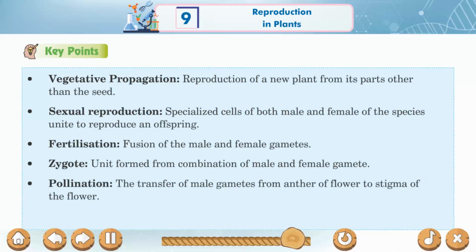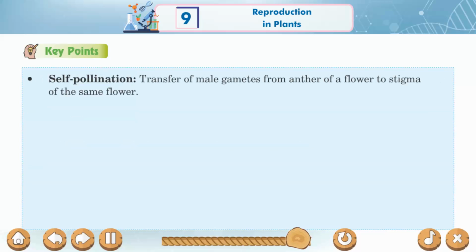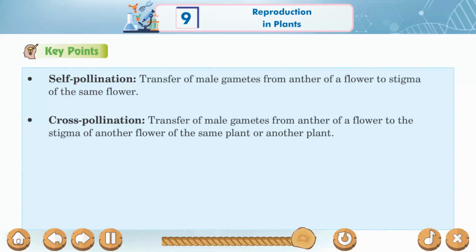Pollination: the transfer of male gametes from the anther of a flower to the stigma of a flower. Self-pollination: transfer of male gametes from the anther of a flower to the stigma of the same flower. Cross-pollination: transfer of male gametes from the anther of a flower to the stigma of another flower of the same plant or another plant. Fill in the blanks.